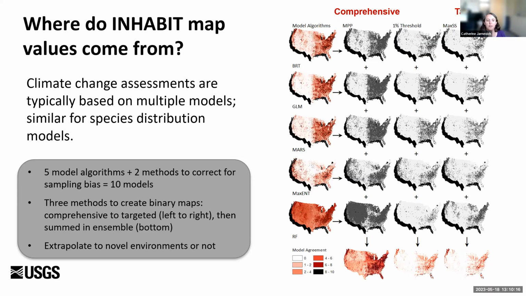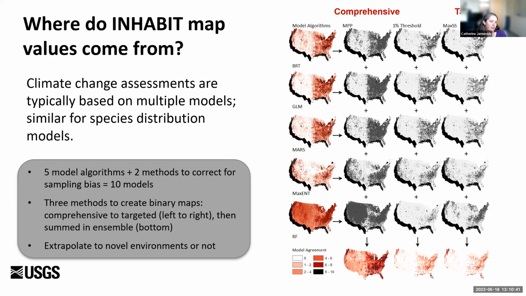And so we end up with 10 different potential habitat suitability maps that we then combine to come up with what we serve on the website. And then another piece of that is we try to look at where we're extrapolating to novel environments, and let the user decide whether they want to do that or not.